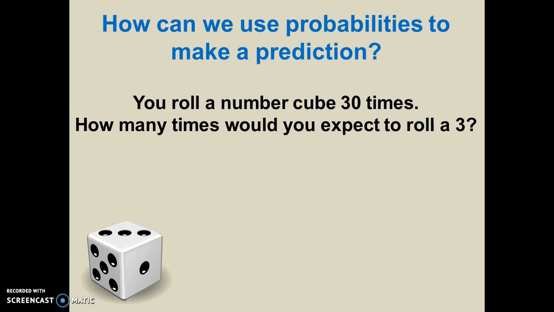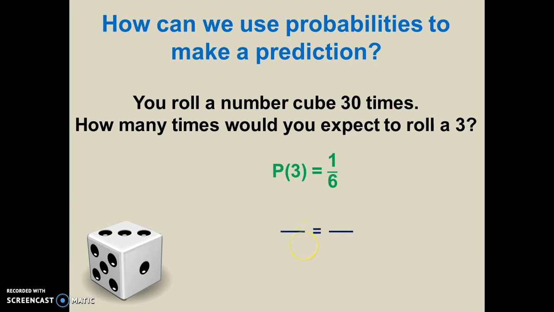Well, we know that a number cube has 6 sides. We know only one of them has a 3 on it, and so our probability of rolling a 3 is 1 out of 6. This is a situation where we can use proportional reasoning. If we know that 1 out of 6 sides on the die has a 3 on it, then we would expect that same ratio to hold true when we do a bunch of trials.